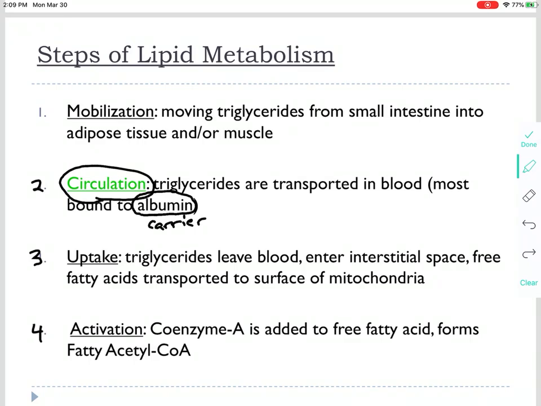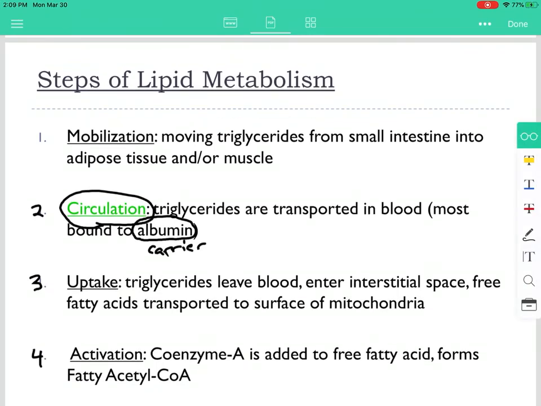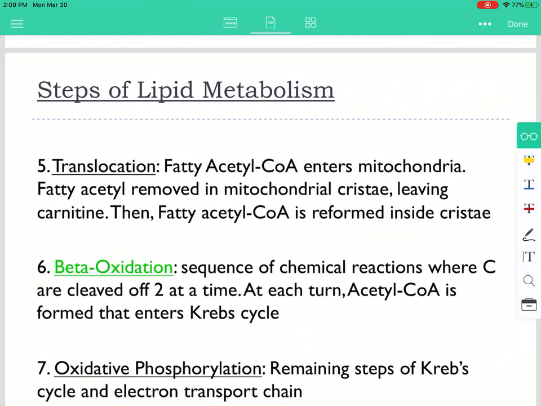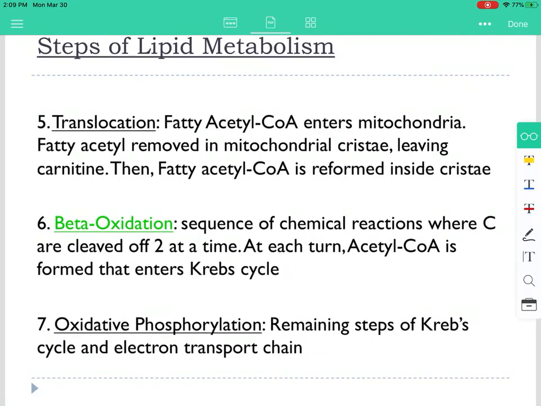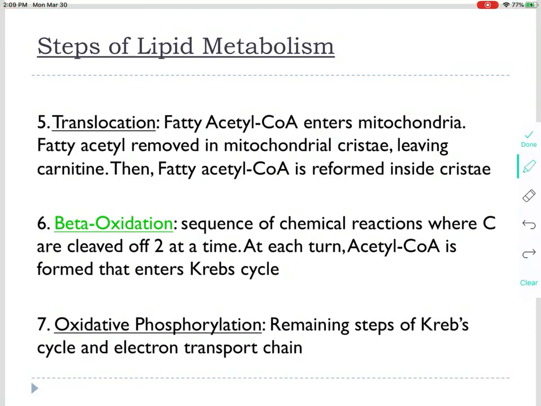If you think back to our first chapter this semester, the blood chapter, we talked about those blood proteins. One of them was albumin. One of its jobs is to be a transporter. So that's unique to fats.